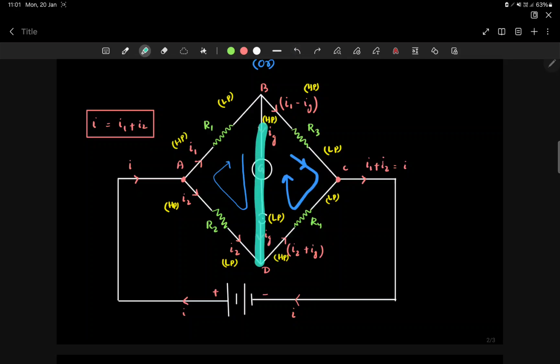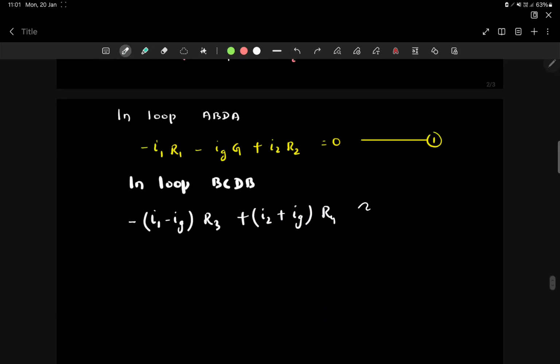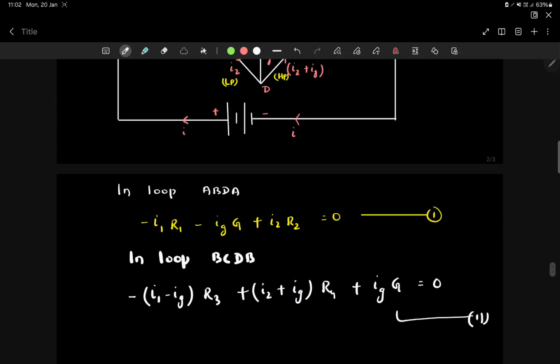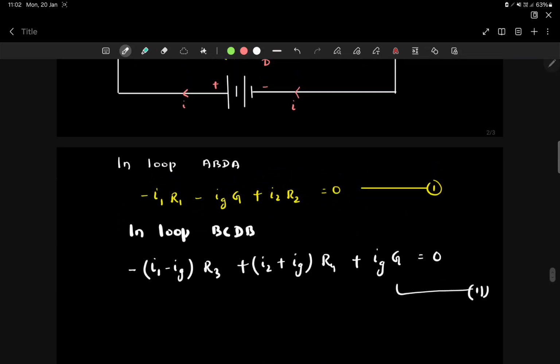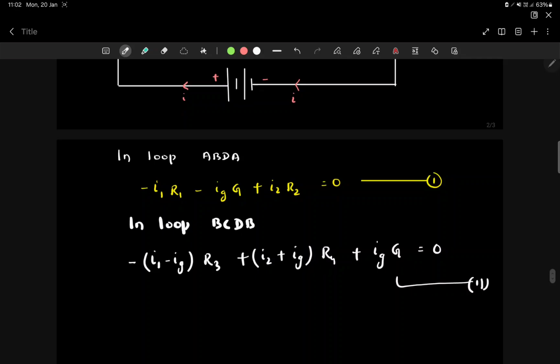Going from D to B means lower to higher potential, again an increase, so the sign is positive. The current value is Ig into the resistance G, so plus Ig into capital G is equal to 0. This is your equation 2. Remember, the bridge is balanced when the current through the galvanometer is 0.